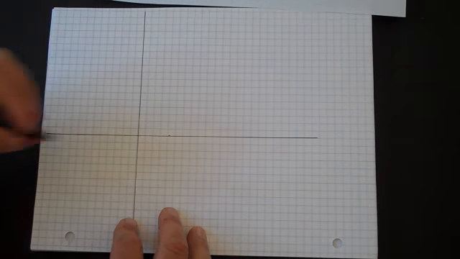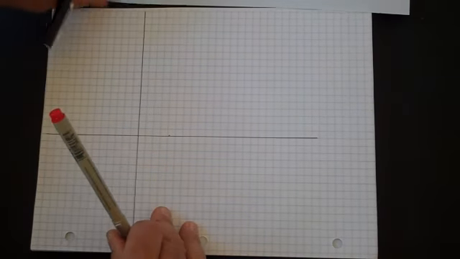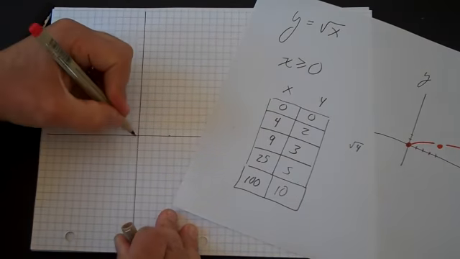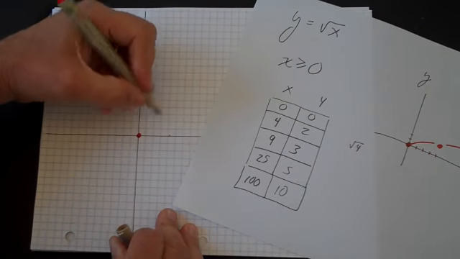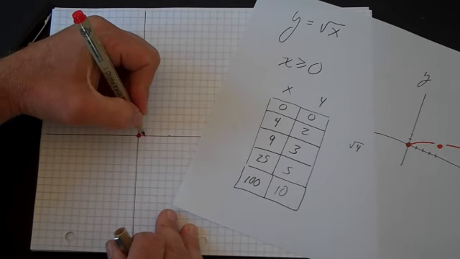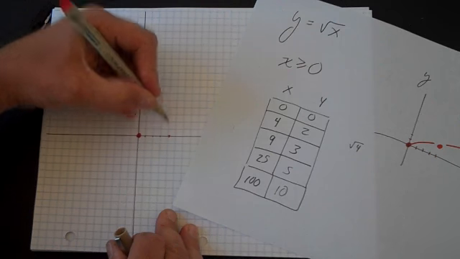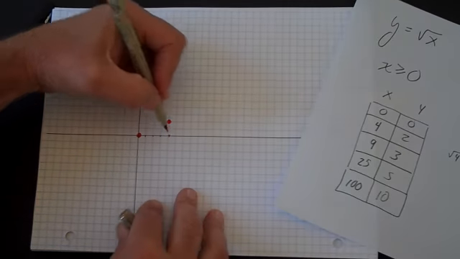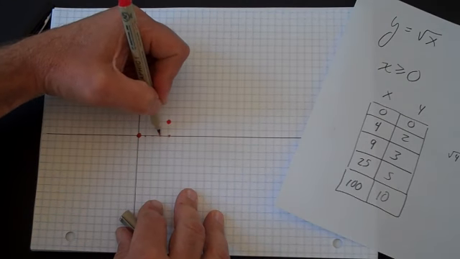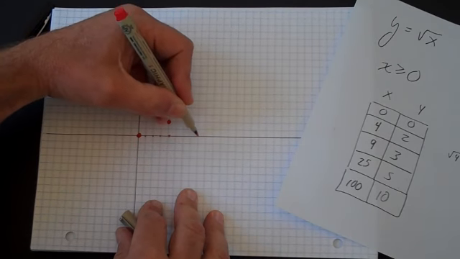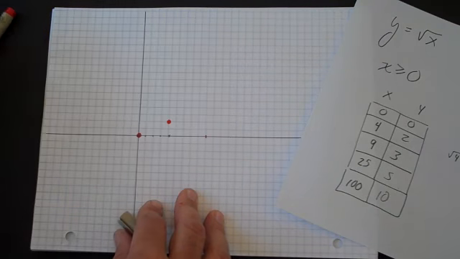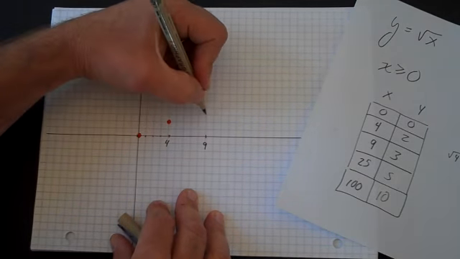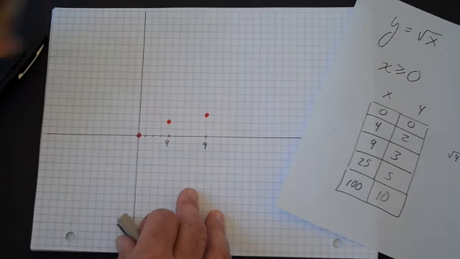So if we think about this, we know we have 0, 0. Let's just use this table we have right here. We have 0, 0. You have x is 4, so that's 1, 2, 3, 4. Y is 2, so that's going to be there. And the next one is 9. That's 1, 2, 3, 4, 5, 6, 7, 8, 9. Let's even graph that in there. That's 4 and that's 9. That's going to be 3. You get a sense of what it looks like.